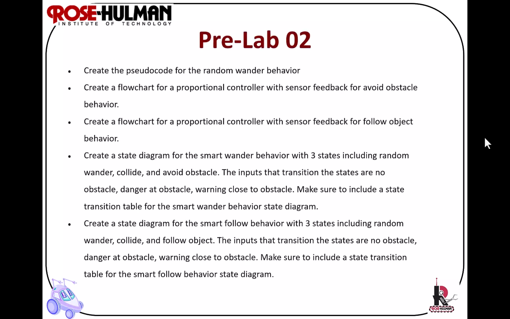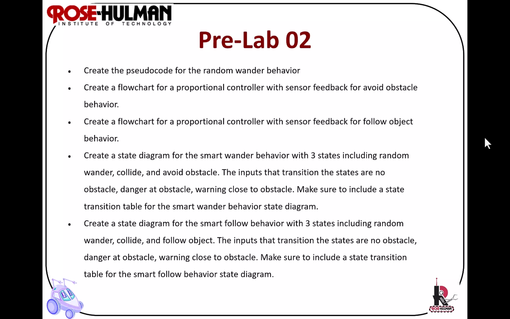So what are you going to be doing for pre-lab 2? You're going to create pseudocode for the random wander behavior, a flowchart for the proportional control with sensor feedback for the avoid obstacle behavior, a flowchart for a proportional controller with sensor feedback for the follow object behavior, a state diagram for smart wander with 3 states, random wander, collide, and avoid obstacle, where the inputs to transition between states are no obstacle, danger (obstacle distance), and warning (obstacle distance), and also a state transition table for that smart wander state diagram.